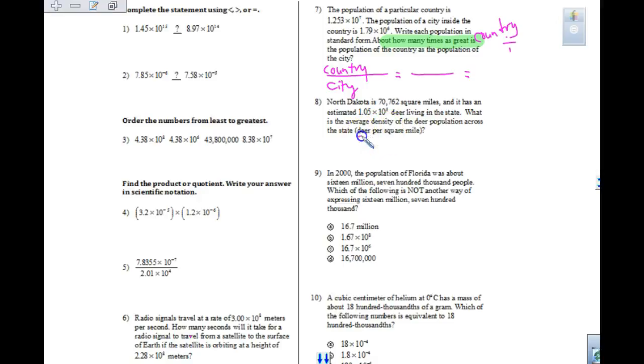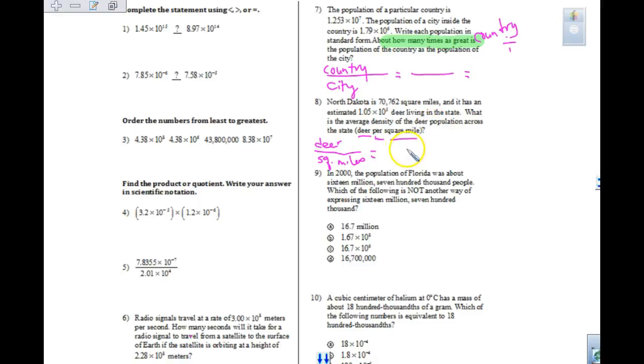Number 8. Because of this phrase right here, deer per square mile. Which one should go first in my numerator division? Deer. I need to have the number of deer. This is going to be the square miles. Let's convert both these to scientific notation.